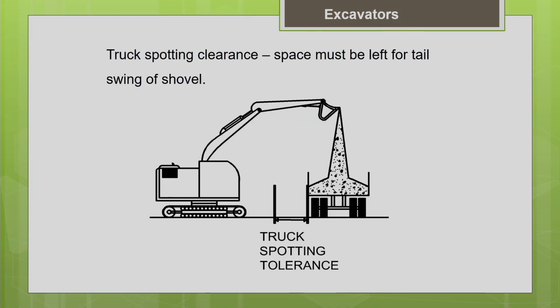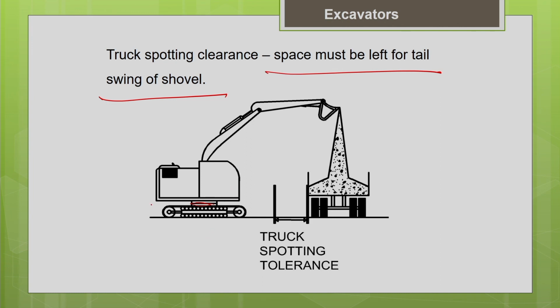Another thing to be noted is truck spotting clearance. As I told you, it is preferable to place a truck closer to the excavator, but at the same time you should note that there should be some space left for the tail swing of the shovel. That means you can have a complete 360 degree slewing. You have a slewing ring here, it can have a complete 360 degree rotation about the mounting.